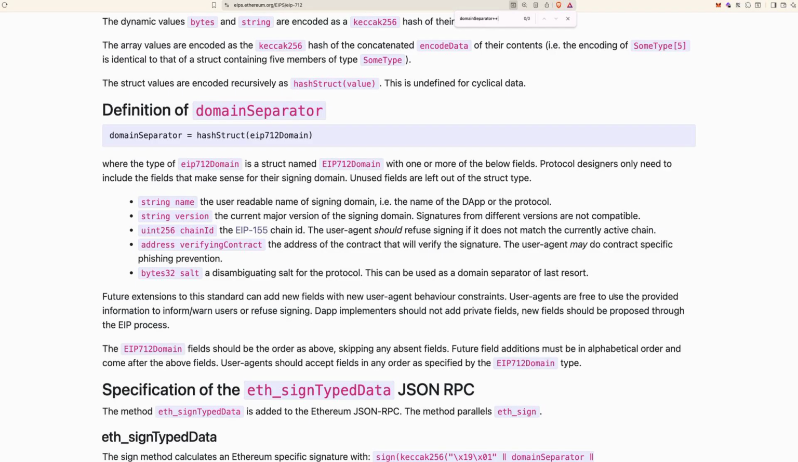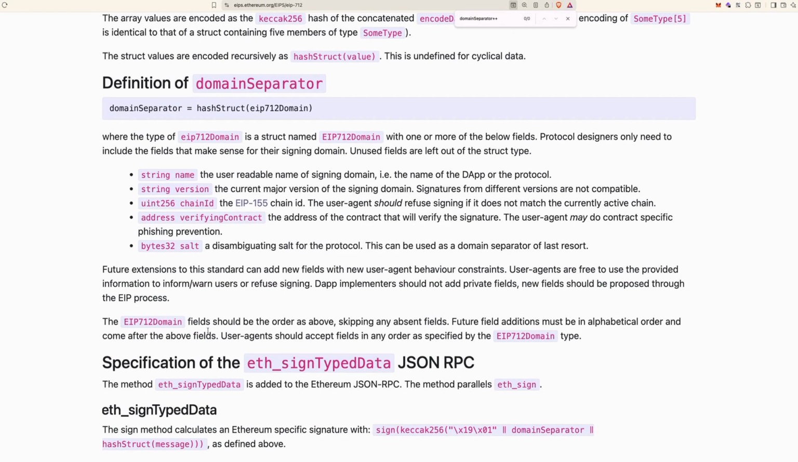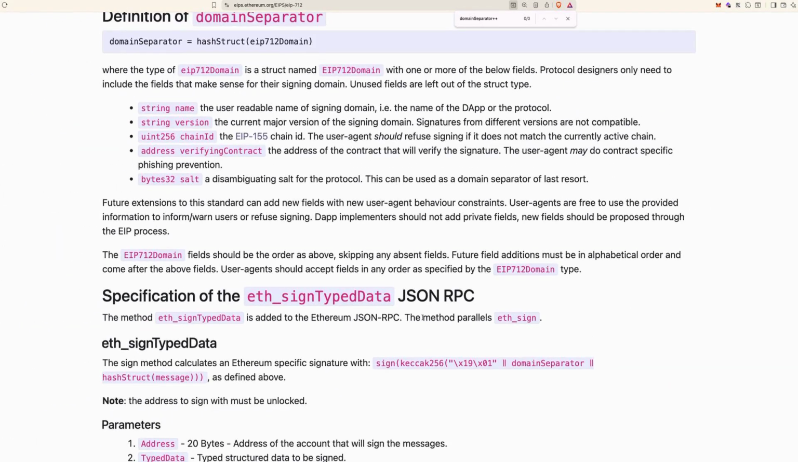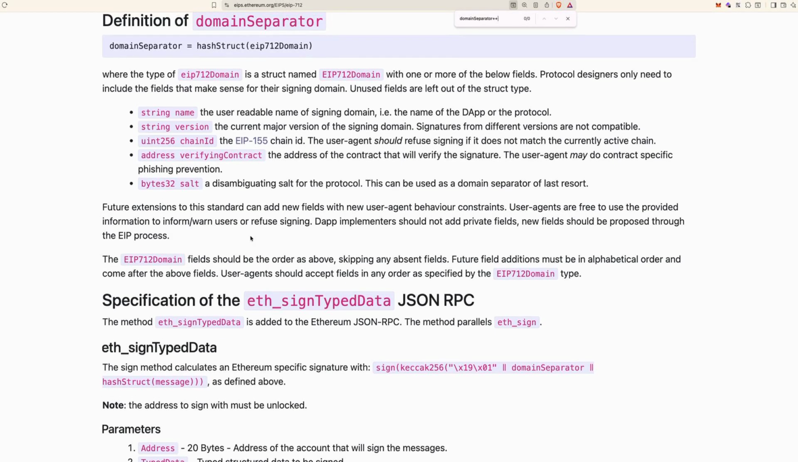User agents are free to use the provided information to inform or warn users or refuse signing. DApp implementers should not add private fields. New fields should be proposed through the EIP process. Fields should be in the order as above, skipping any absent fields. Okay, come after the above. User agents should accept fields in any order as specified by the EIP-712 domain type. Let's go back.